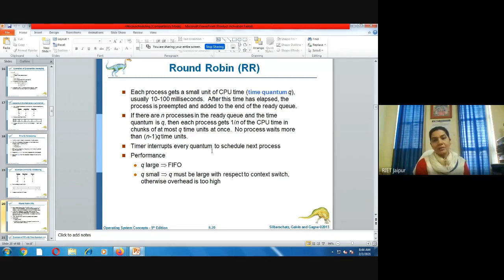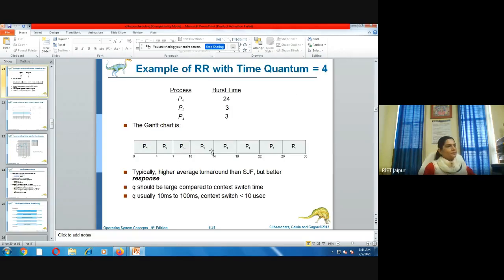You can look at this example. We have three processes, with burst times 24, 3 and 3. How do we prepare the Gantt chart? The assumption given to you is that the time quantum is 4. Initially all processes are ready to execute and available in the ready queue, as we have assumed the arrival time of all the processes is 0.